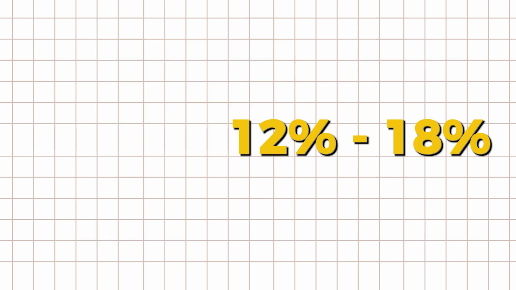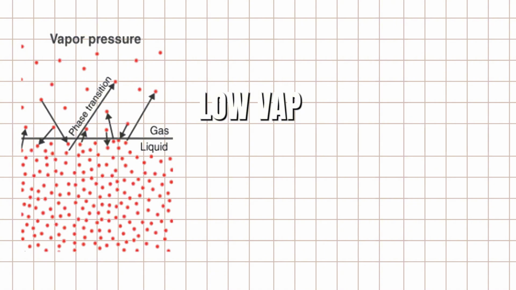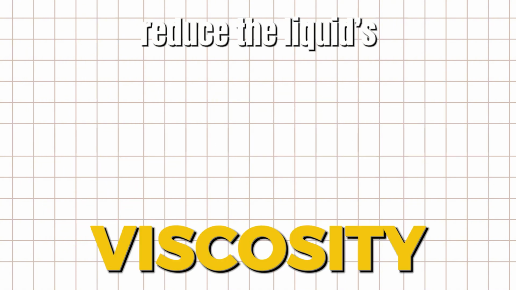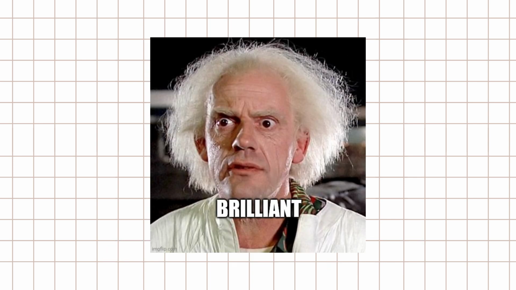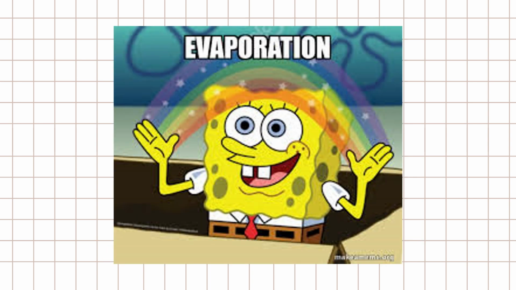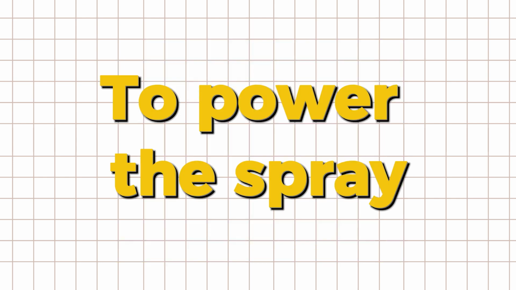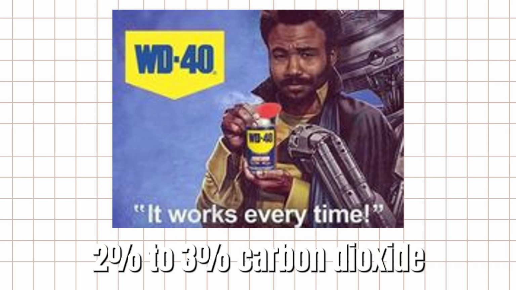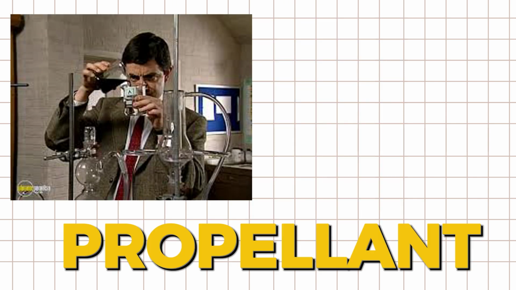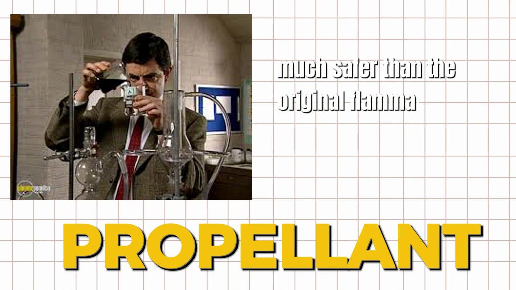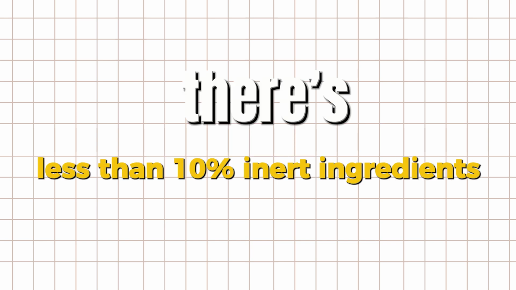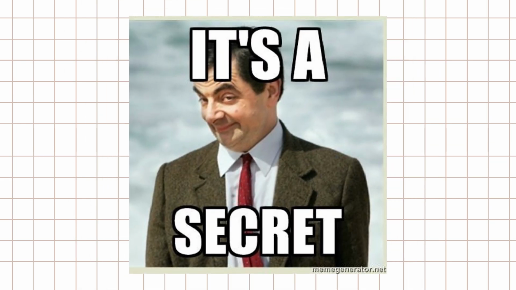Then there's about 12 to 18% low vapor pressure aliphatic hydrocarbons. These reduce the liquid's viscosity, making it spray easily. Once applied, this part evaporates. To power the spray, WD-40 contains about 2 to 3% carbon dioxide. This acts as a propellant, and it's much safer than the original flammable gases used decades ago. Finally, there's less than 10% inert ingredients, but the exact details are still a trade secret.